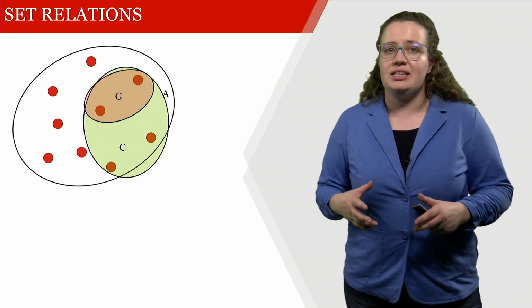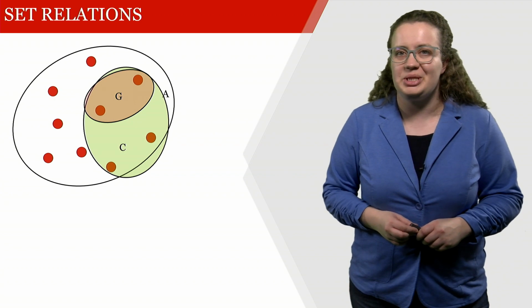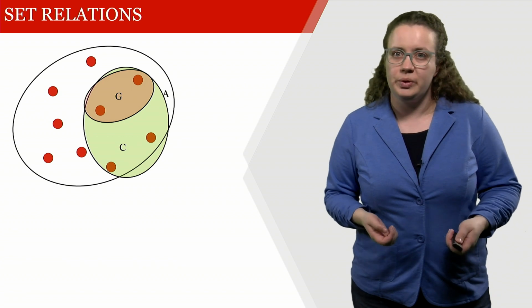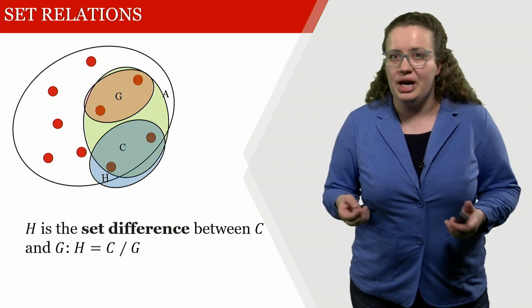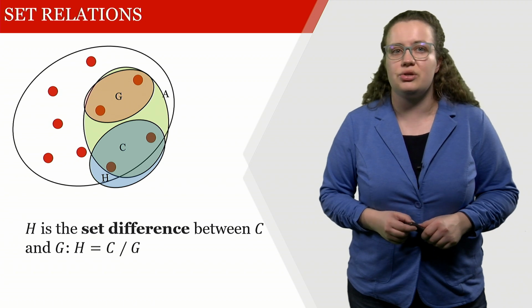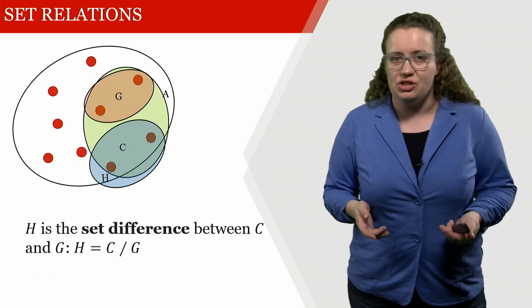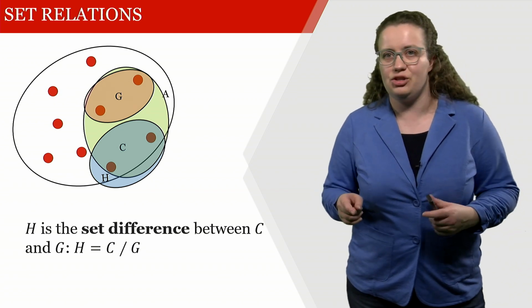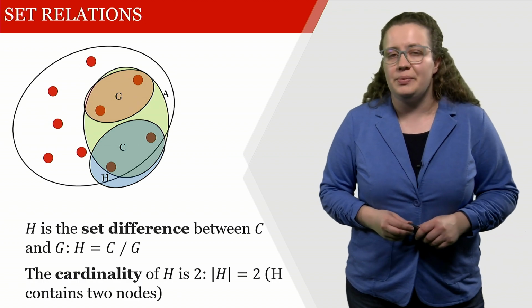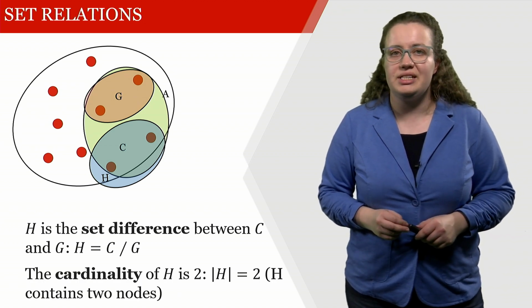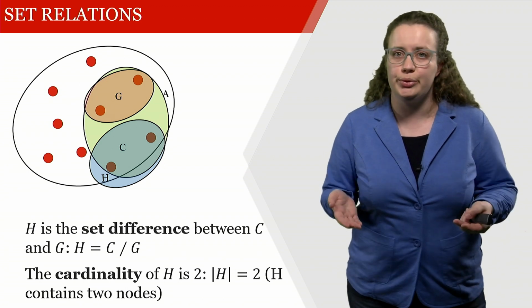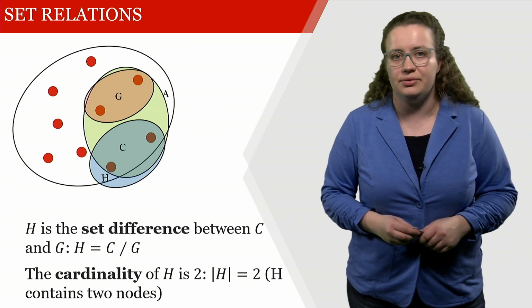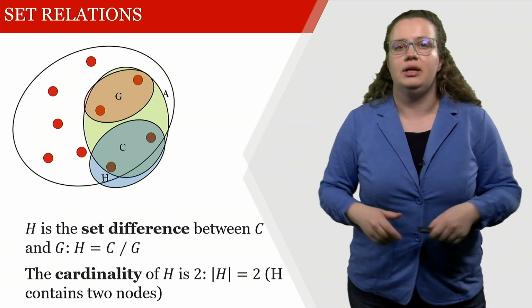So now let's look at the sets C and G, which we both saw before already. So we see that there's some nodes in C that are not in G. And this we now denote as the set difference. So C set minus G is H. So every node that is in C but not in G is now in set H. And something that we also see if we look at this example is that the set H contains exactly two nodes. So two red dots are in H, and this is what we refer to as the cardinality of the set H. So |H| equals 2.